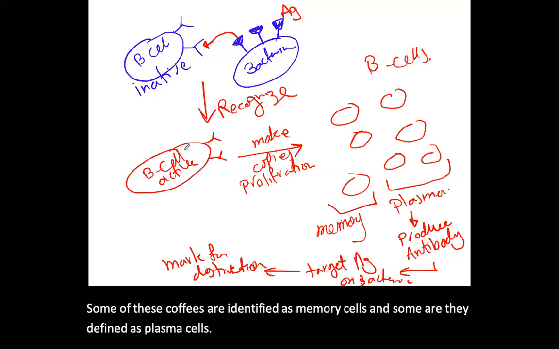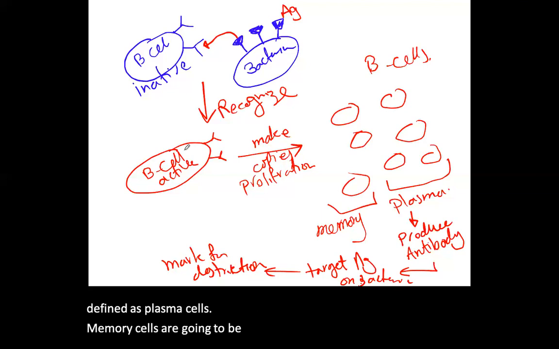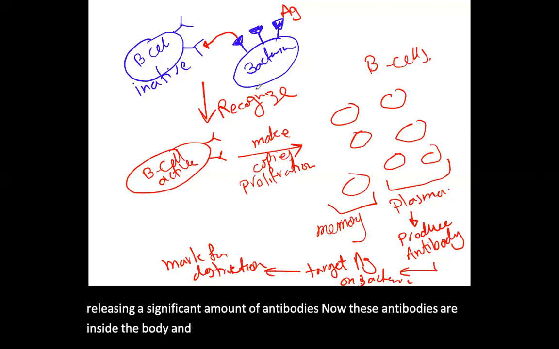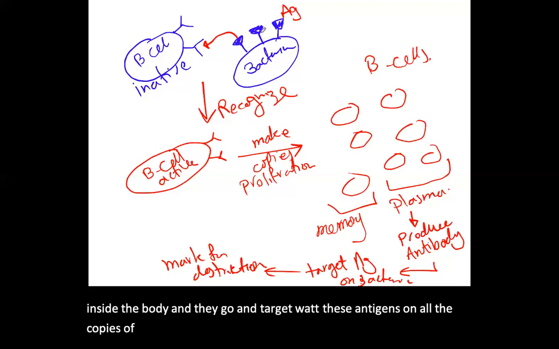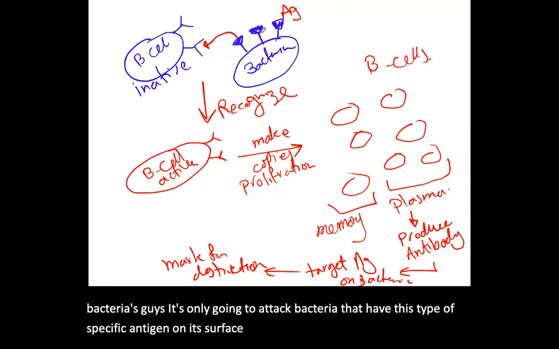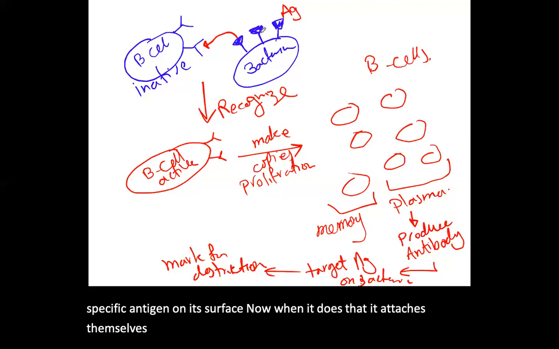Plasma cells are going to be responsible for producing and releasing a significant amount of antibodies. Now, these antibodies are inside the body, and they go and target what? These antigens on all the copies of this type of bacteria. It's not going to go and attack all the bacteria, guys. It's only going to attack bacteria that have this type of specific antigen on its surface. Now, when it does that, it attaches itself to those and marks those bacteria for destruction.